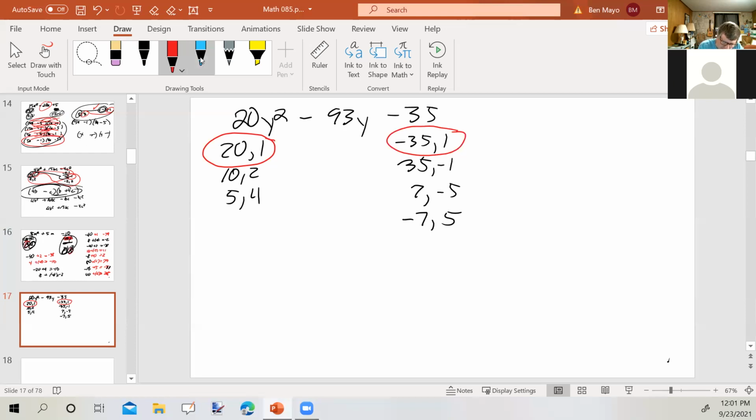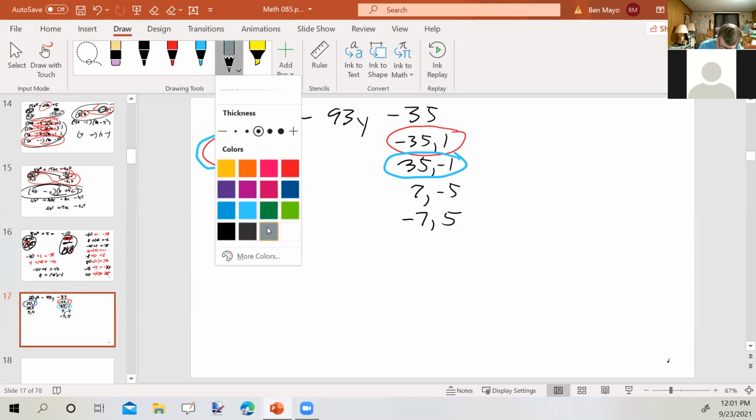Okay. Let's go with this one and this one. 20 times 35 is 700. 1 times negative 1 is negative 1. 700 plus negative 1 is 699. 20 times negative 1 is negative 20. 1 times 35 is 35. Negative 20 plus 35 is 15, not negative 93. Are you okay with that? Can you follow what I'm doing here? Well, we'll find out.